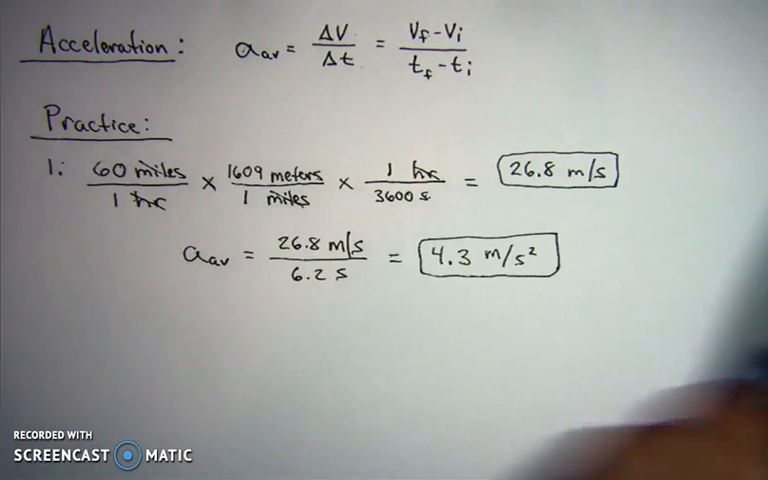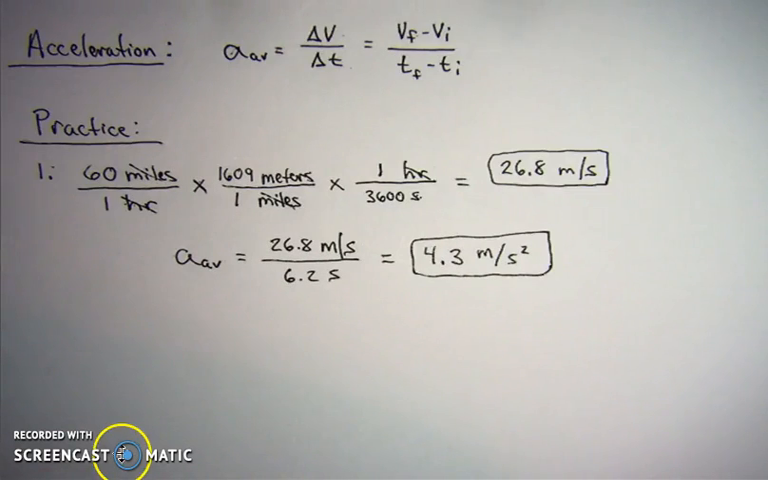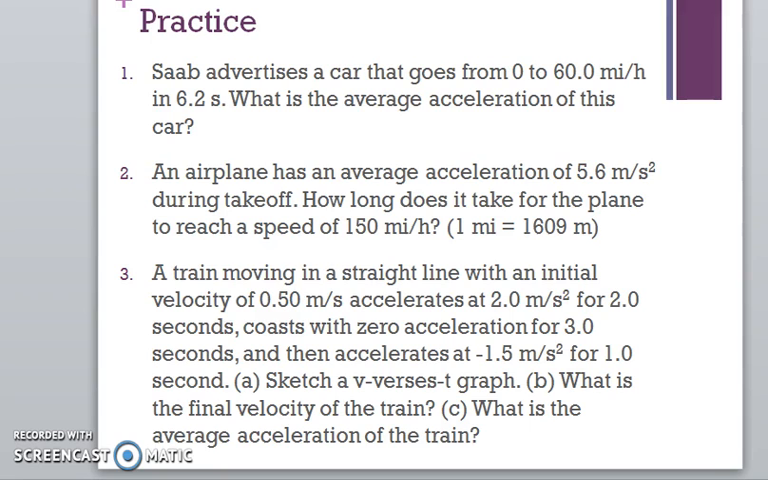And that is my average acceleration for this side. Alright, our next example. An airplane has an average acceleration of 5.6 meters per second squared during takeoff. How long does it take the plane to reach a speed of 150 miles per hour? And remember, 1 mile equals 1,609 meters.